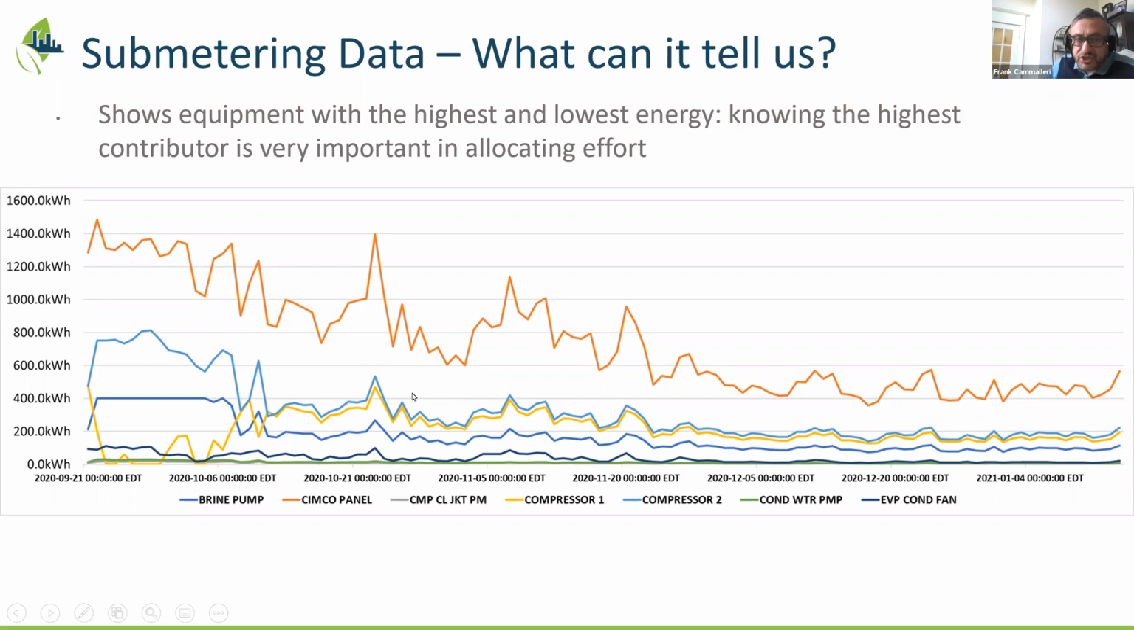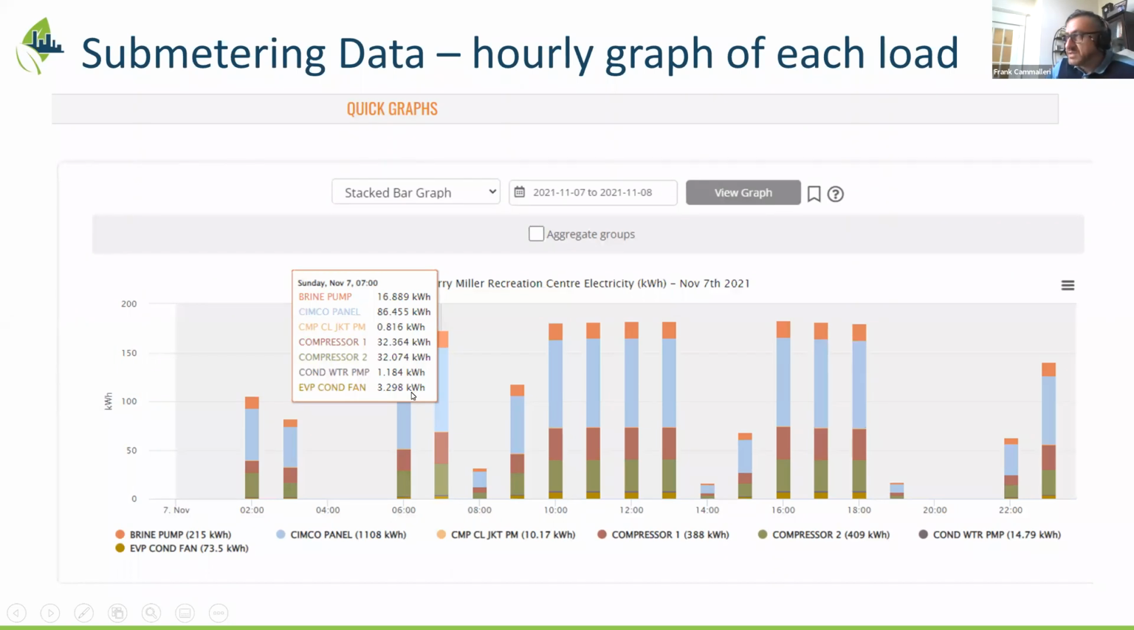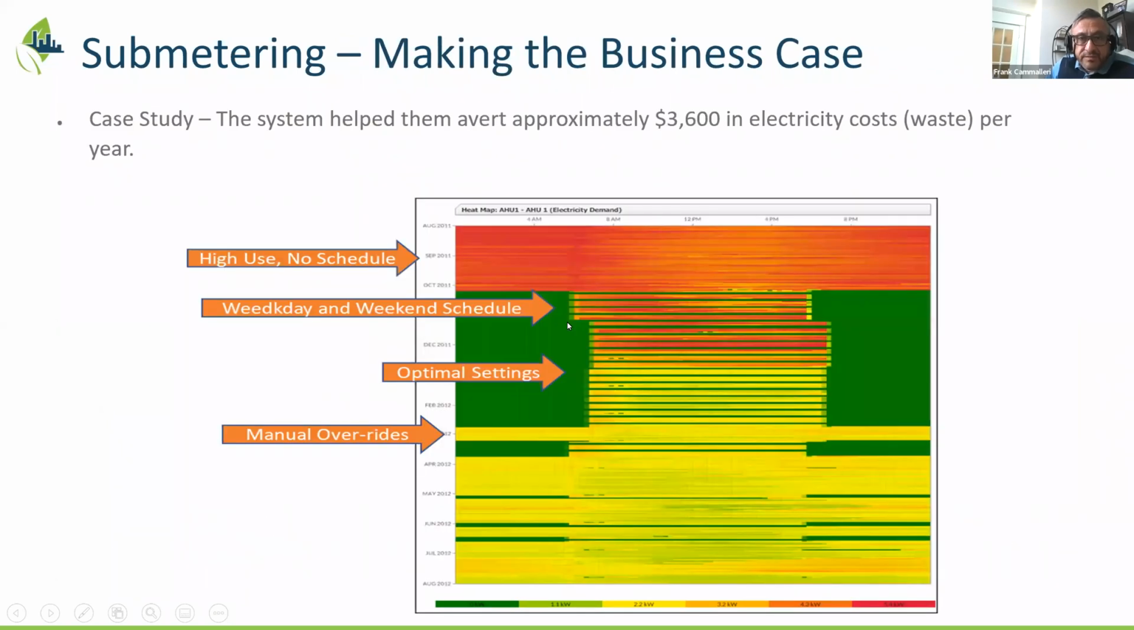A lot can be told, and this is just an example of what can be done with one of them. Here's another view of this. The grayish blue color here is really the whole panel, and this is another way of looking at the magnitudes of each type of equipment. The compressors, these two here, seem to be using the most energy, and the brine pump comes in next, right? Just different views of the same information to help you manage it. So here we go. Not trying to make the business case.